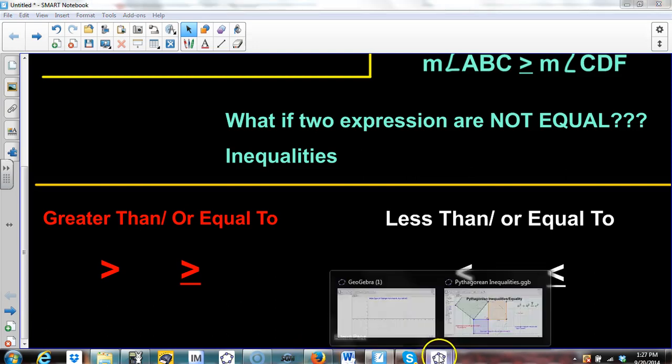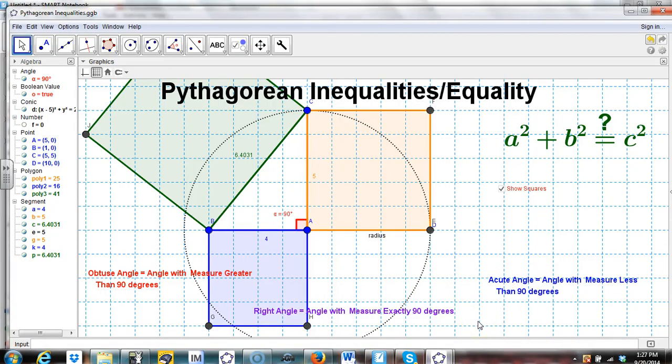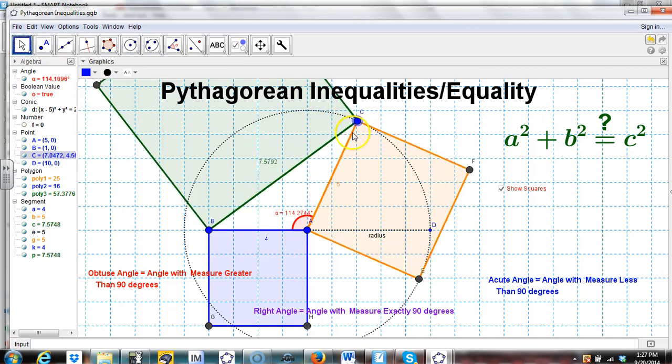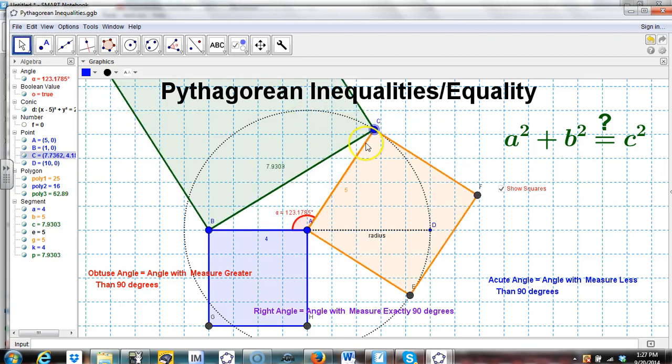Okay, so let's get back to this example here. Here's a right triangle. Since it's a right triangle, and I measured the sides here with GeoGebra, we know that the area of this square plus the area of this square does equal the area of this square, right? And we can use algebra to prove that. But what if we don't have a right triangle? What if, for example, we had an obtuse triangle, right, where the angle's bigger than 90 degrees? What if we had something like this?